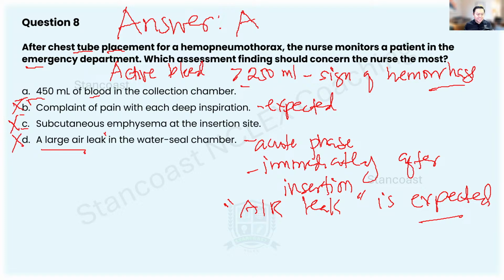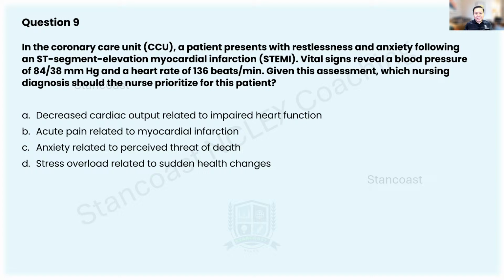All right, let's talk about number 9. In the CCU, a patient presents with restlessness and anxiety following an ST segment elevation MI. Vital signs reveal blood pressure of 84/38 and heart rate of 136 beats per minute. Given the assessment, which nursing diagnosis should the nurse prioritize for this patient?